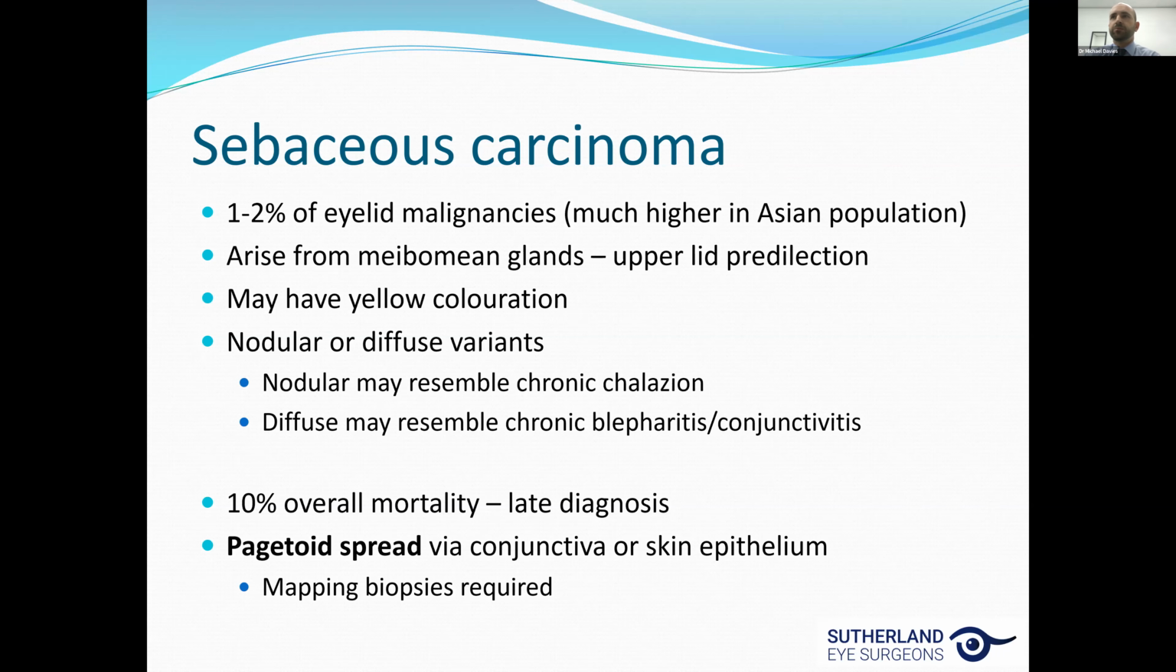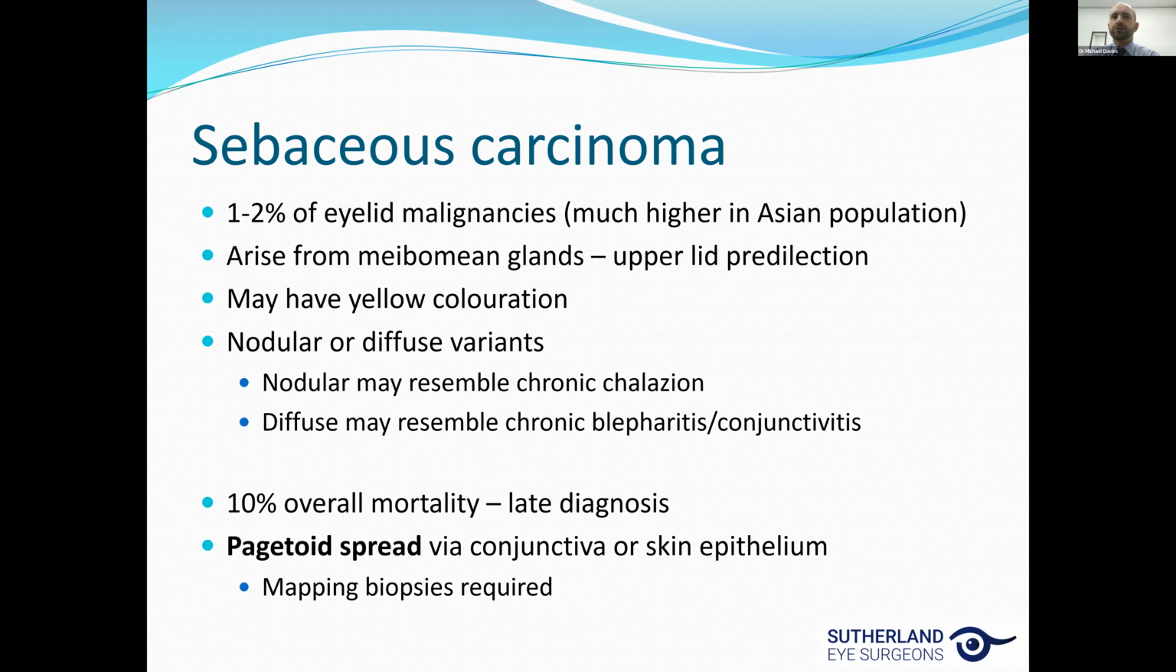And sebaceous carcinoma is a great mimic. So a nodular sebaceous carcinoma can resemble a chronic chalazion. So you always need to think about that if there's a patient getting chalazion that keeps coming back, even though it's been drained more than once. Whereas the diffuse subtype can resemble a chronic blepharitis or a chronic conjunctivitis, the clue being that it's unilateral as opposed to bilateral. Because of the late diagnosis, it has a much higher overall mortality, so around 10%.